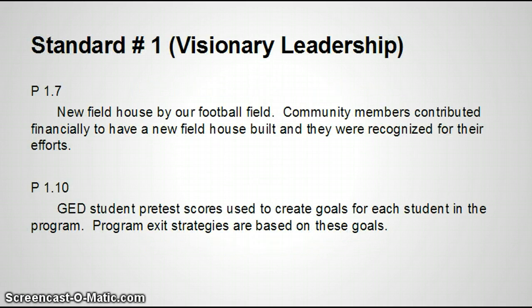I'm going to start off with Standard 1, the Visionary Leadership. For this one, I chose P1-7, the school community is involved in school improvement efforts.